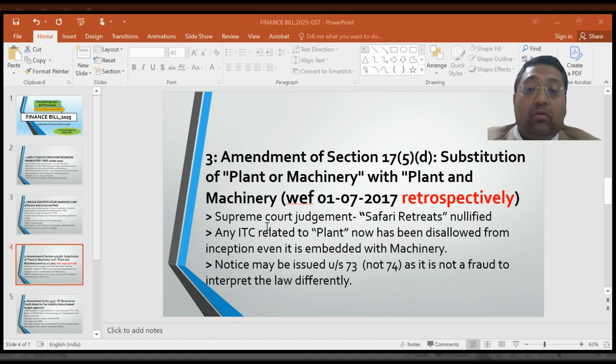Now, businessmen may receive notices under section 73, not under 74. It is not a fraud because it is a legal interpretation. So now this Supreme Court judgment is going to be nullified.